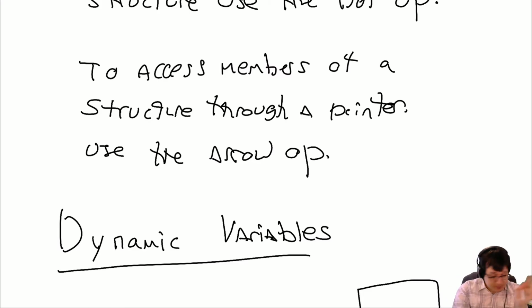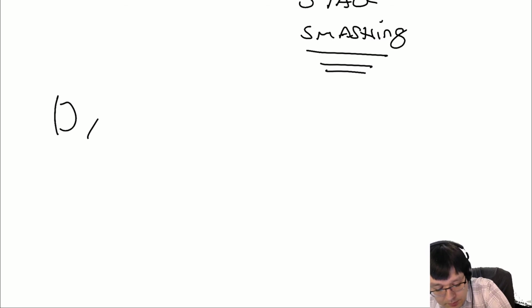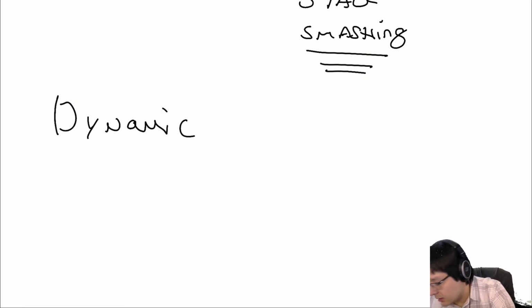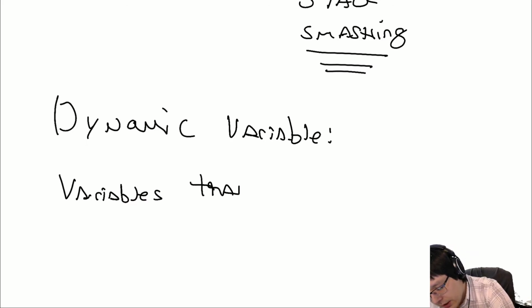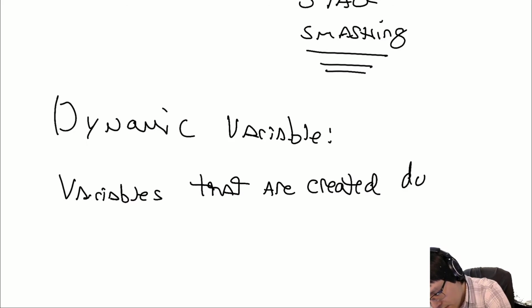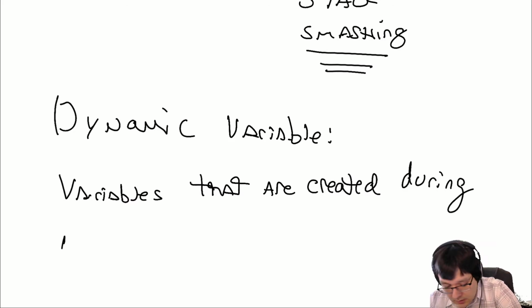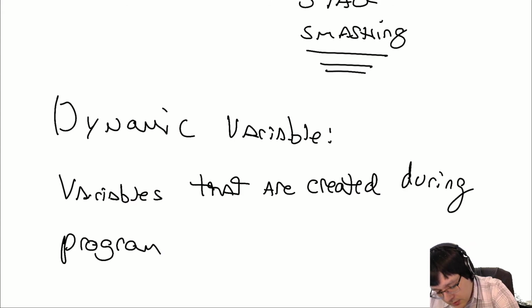So anyways, dynamic variables, okay? Let me go ahead and put a nice definition for those, which again, they're basically variables that you make on the fly. But the official definition is variables that are created during runtime. Or better said, program execution.